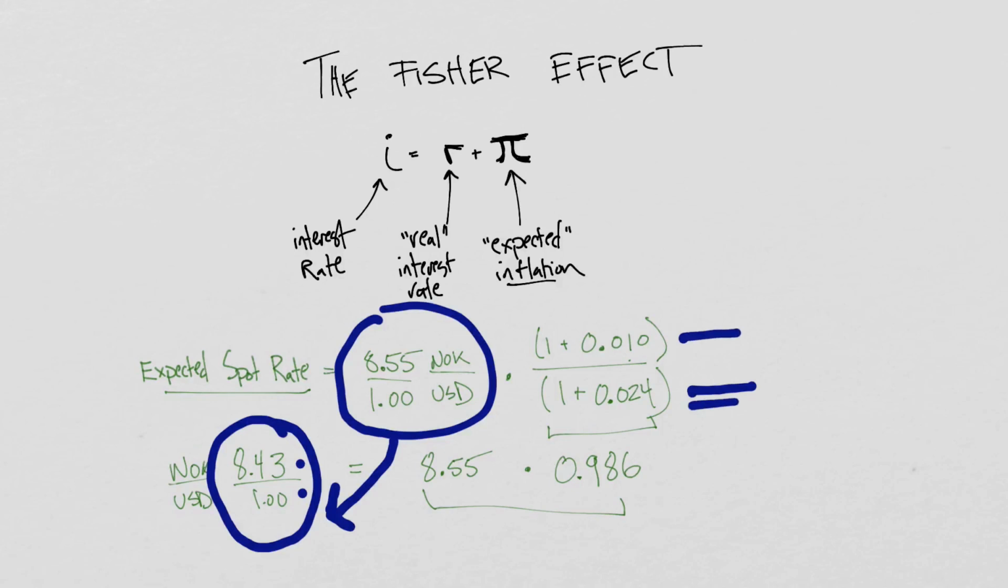Higher inflation means a weaker currency. And that's what's being reflected here through this Fisher effect, an expectation of a weaker currency for the USD, this currency which is expected to have higher inflation.